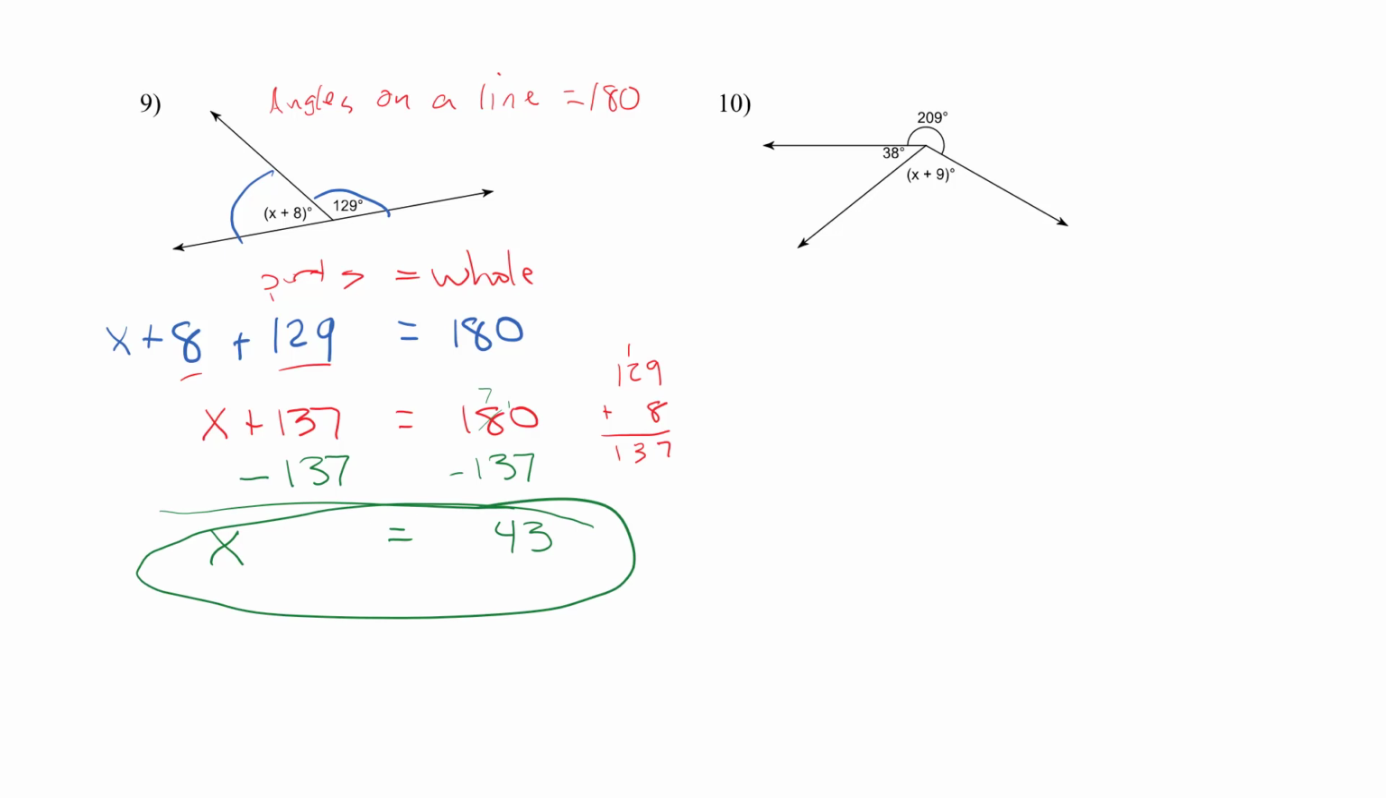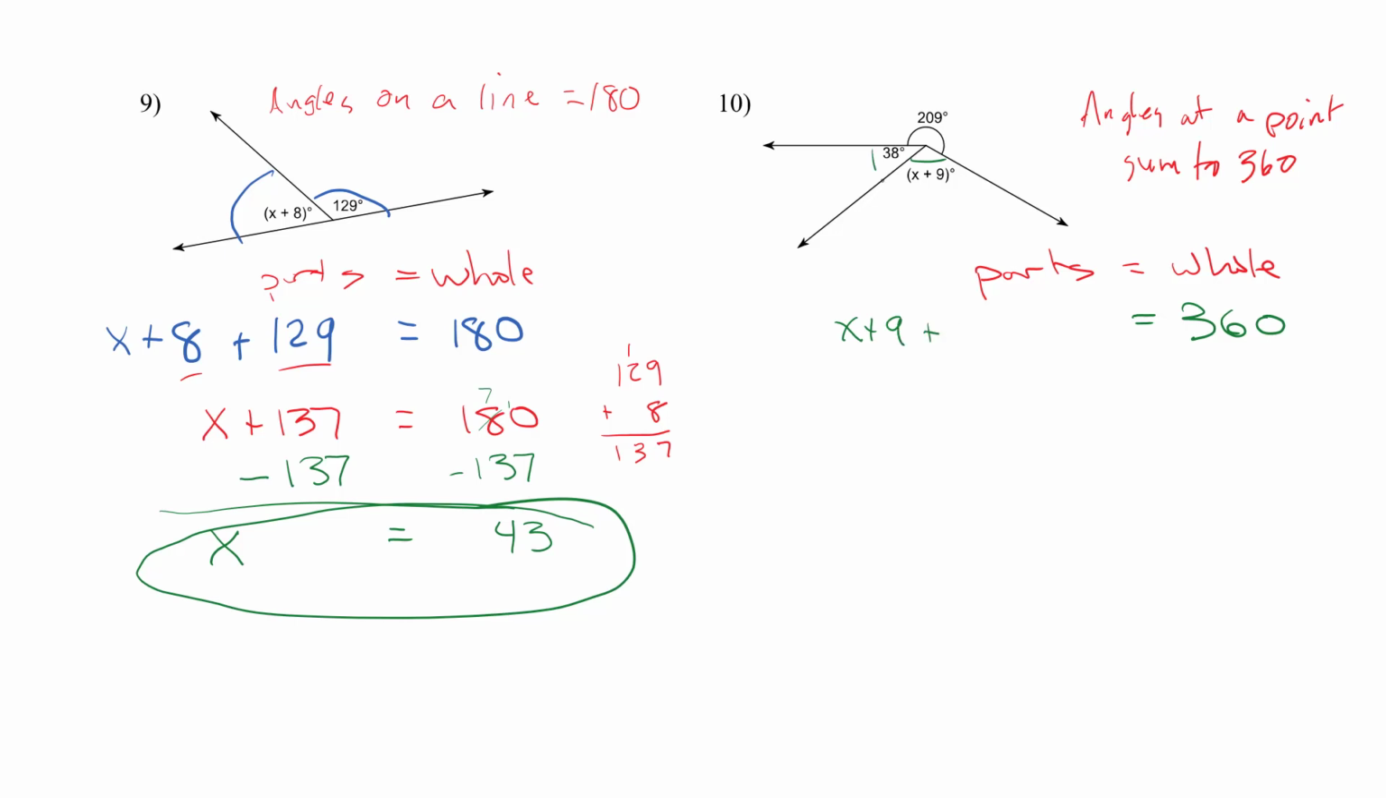Okay, last but not least, this is angles at a point, isn't it? Angles at a point, and they sum to 360, which means if I do the parts are equal to the whole, seems to work very nicely here. The whole thing will be 360. Then I just need to go around and do all the parts. So I've got the x plus 9. I need to add on 38, and then the 209. Those are all the parts.